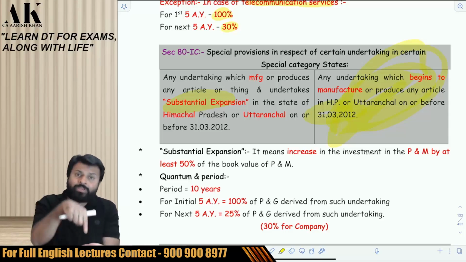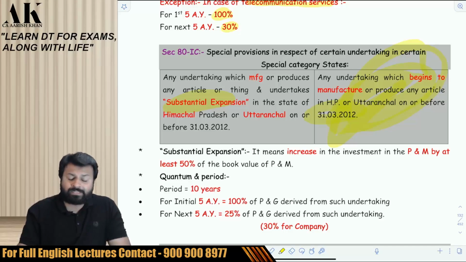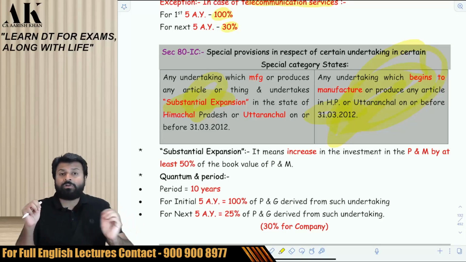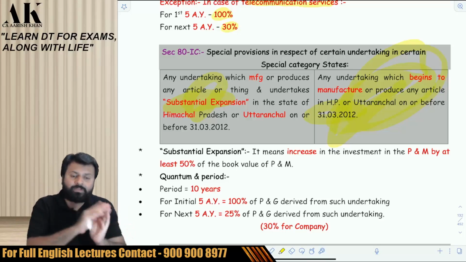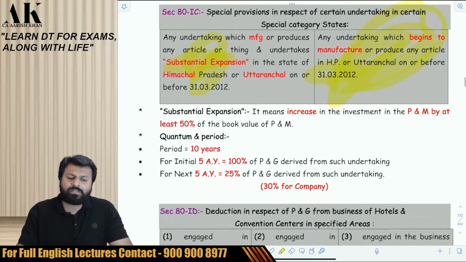If you are already doing manufacturing in those states, if you are already manufacturing any article or thing in that state, then you have to do substantial expansion. What do I mean by substantial expansion? There has to be increase in plant and machinery by more than 50% of the book value. Then it can be called as what? Substantial expansion.